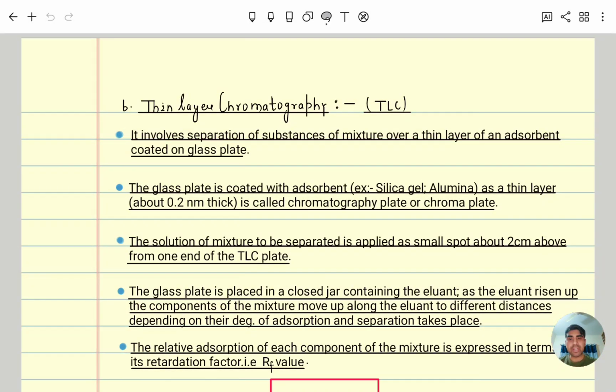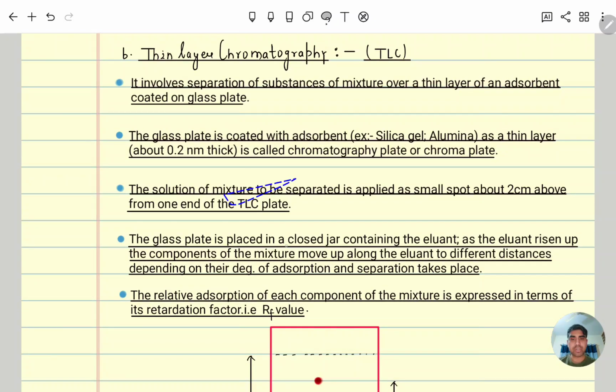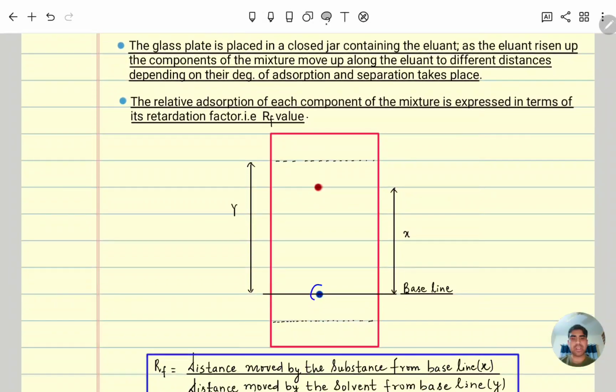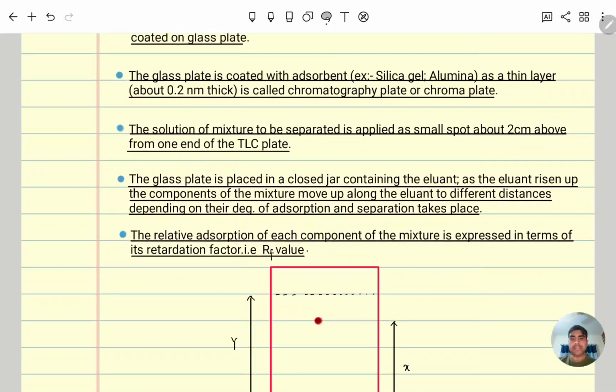So here you can see that the glass plate is coated with silica gel, thin layer chromatography, and the solution of the mixture to be separated is applied as a small spot about 2 centimeters above the bottom of the TLC plate, like here we kept. The glass plate is placed in a closed jar containing eluent, meaning solvent. The eluent rises up. The components of the mixture move up along with the eluent to different distances depending upon their different degrees of adsorption, and are separated out.